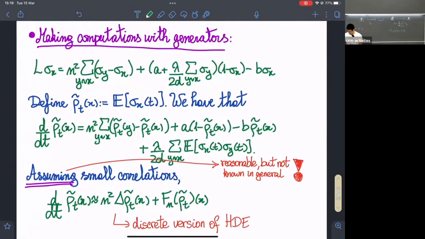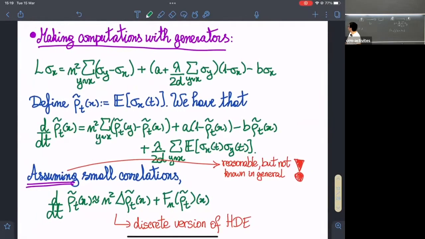Okay, so this is the computation with generators that you can do. And now I've talked about the reaction diffusion, hydrodynamic limits, but I remember that yesterday I didn't talk about anything of this. I talked about this idea of relative entropy applied to general Markov chains. So let's go back to relative entropy.